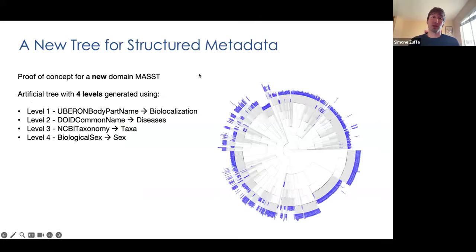So the idea was to put all this information together and construct a new structure, a metadata-oriented tree. This is a proof of concept that we have been working on over the last couple of weeks, actually. I'll just preview how we built it. It's another tree that has been generated on four different levels using the metadata that we retrieved from ReDU. At the first level, we have biolocalization, then a disease level, then taxa, and then sex.